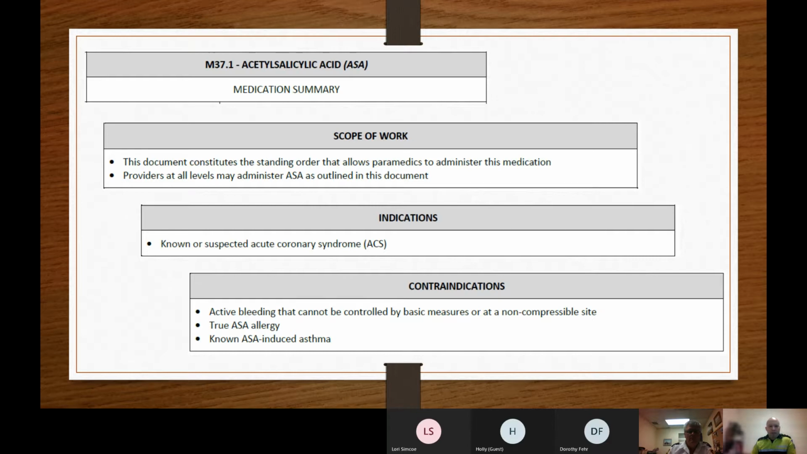So contraindications to giving this: obviously active bleeding. ASA prevents clotting. If they're bleeding, that's not a good thing. So hold off on the ASA, especially if you're worried about an aneurysm as well. Don't give them ASA. If they're allergic to the drug, that's always a safe question. Safe answer. We're in school with multiple choice. Why don't we give a drug if they're allergic to it? So that's pretty standard. And if they have known ASA-induced asthma, we don't want to start giving them asthma issues to go along with their cardiac problems.